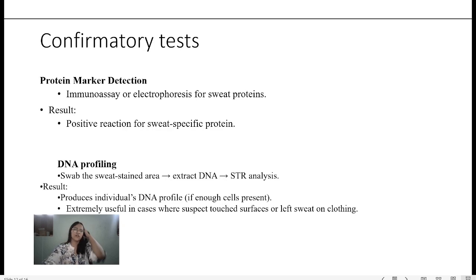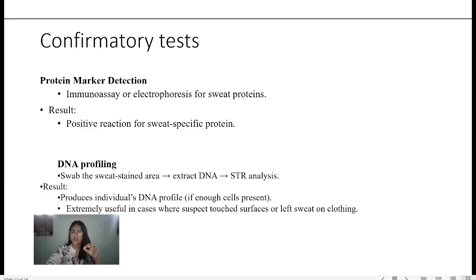Confirmatory test for sweat is protein marker detection, which has a principle that sweat has proteins like dermicidin, which is a very unique antimicrobial peptide secreted only in sweat glands. Okay, so how to perform this test is that immunoassay or electrophoresis of sweat proteins should be done.